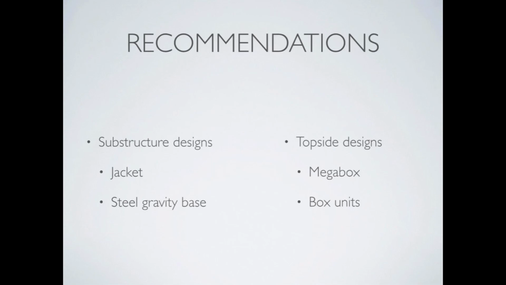Moving forward, Team MVP recommends the following. In terms of the substructure used, we believe that the most viable options are the steel jacket and the steel gravity-based structure. Both of these options have been used successfully in the field of HVDC offshore. The topside designs we will be moving forward with are the mega box and the box subunits. Refining these options will enable us to provide the best possible design.